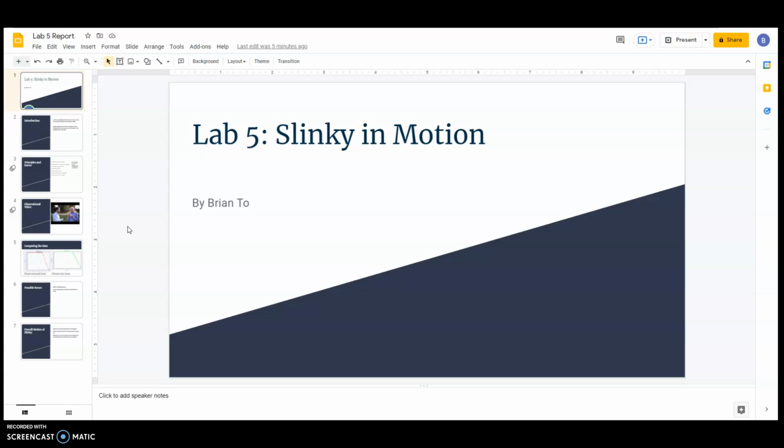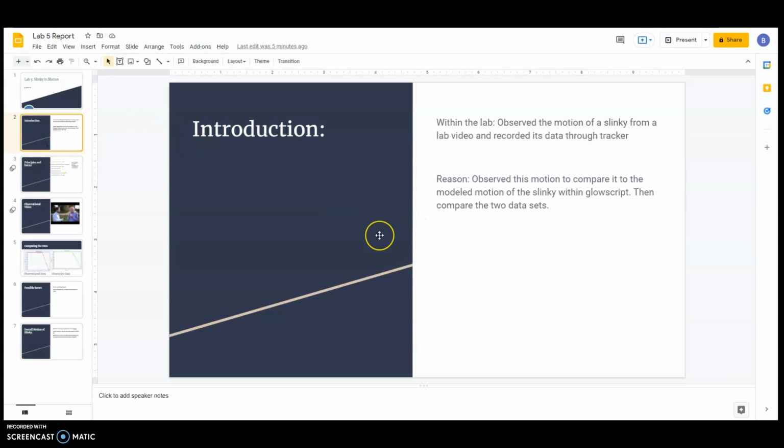I did a lab on a Slinky in motion. Within the lab, we observed the motion of a Slinky from a lab video and recorded its data through Tracker. The reason for doing this was to observe this motion in order to compare it to the modeled motion of the Slinky within GlowScript. Then, we compared the two datasets, or models.